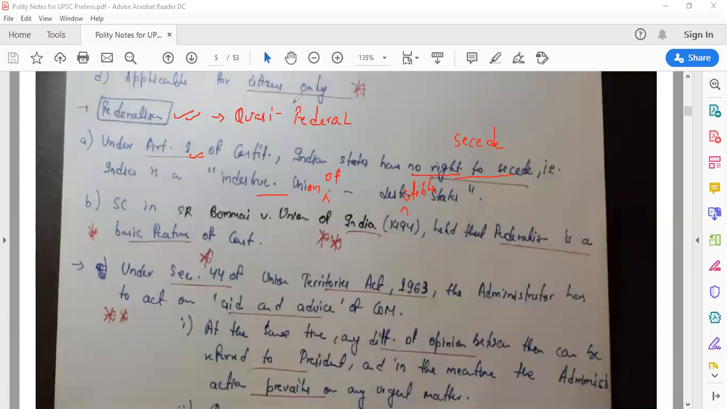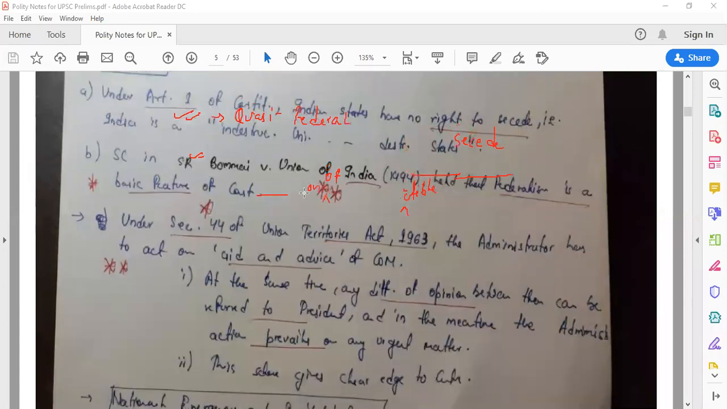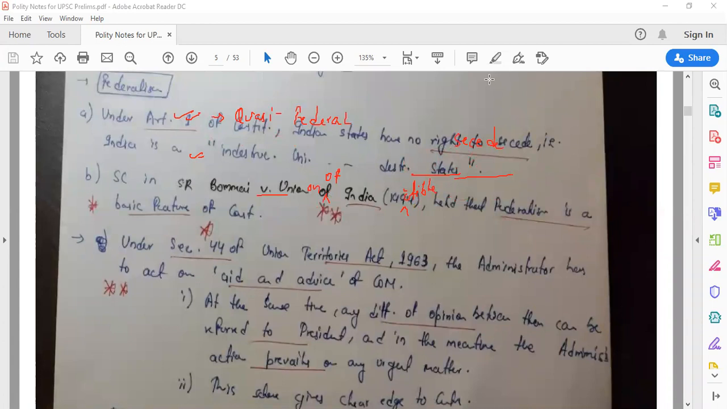Now, see, SR Bommai is a very landmark judgment. So in the SR Bommai judgment, what did happen? In the SR Bommai judgment of 1994, it was held that federalism is a basic feature of the Constitution, or it is a part of the basic structure of the Constitution. So remember, by the SR Bommai judgment, we know that federalism is a basic feature.